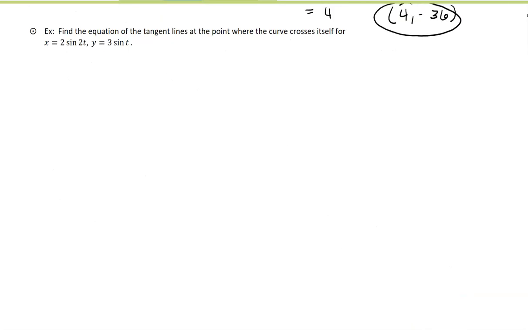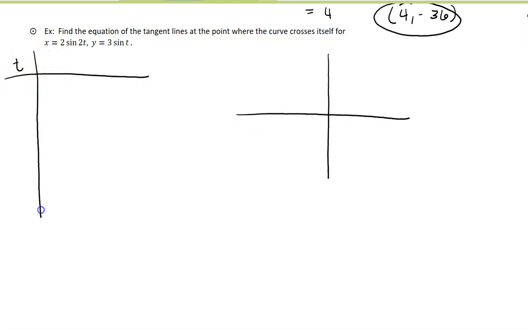This one says, find the equation of the tangent lines at the point where the curve crosses itself for x equals 2 sine of 2t and y equals 3 sine of t. So what I'm going to do for this one is attempt to graph this in the rectangular coordinate system. So I'm going to make the plane curve here. And it doesn't give us any parameters for t. So we're just going to go from maybe negative pi to pi so we can get at least one full period of these things.